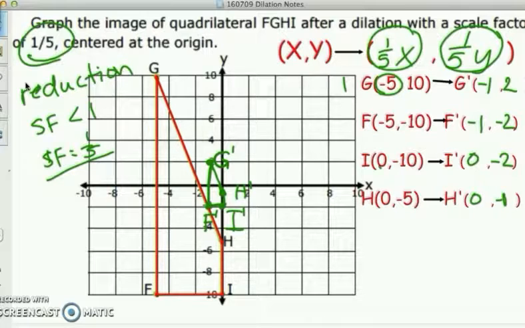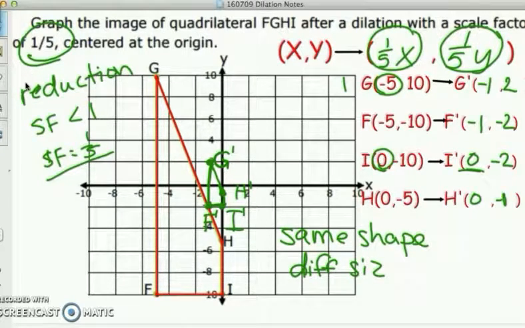Remember, anytime I multiply something by 0, I'm just going to get 0, so it's going to stay 0, but 1/5 of 10 is going to be -2, and then 1/5 of 5, just like H, H prime is going to be -1. So I've graphed my points, I've plotted them, and I've connected them, and even though this is at a much smaller scale, I can tell that this is clearly the same shape, just a different size. So I still have the same shape, but a different size. This is, by definition, a dilation.